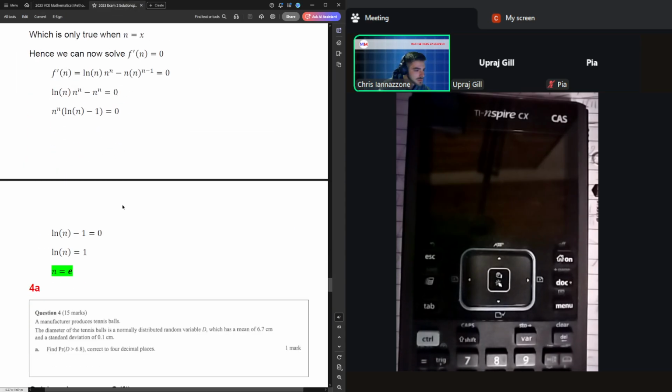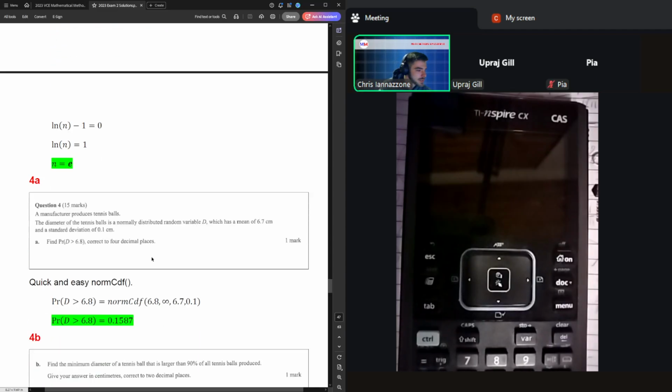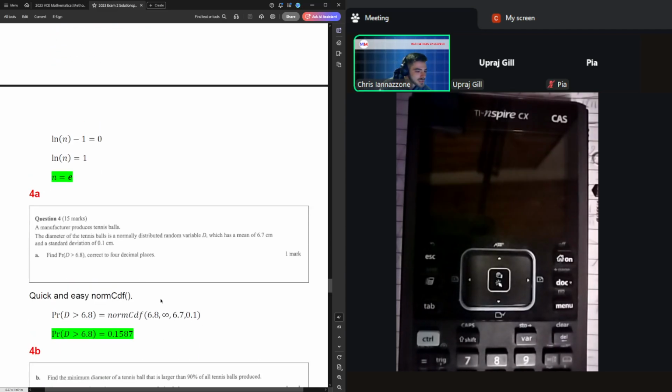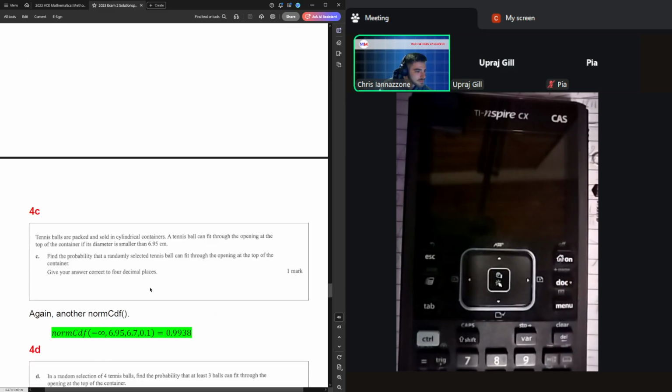So this one in particular, if I just pull up the answers because we're about to run out of time, that's just another CDF. Oh, sorry. It is still another CDF, just not that CDF. It's this one. So smaller than 6.95, upper bound 6.95, negative infinity for your lower, and then everything on from there.